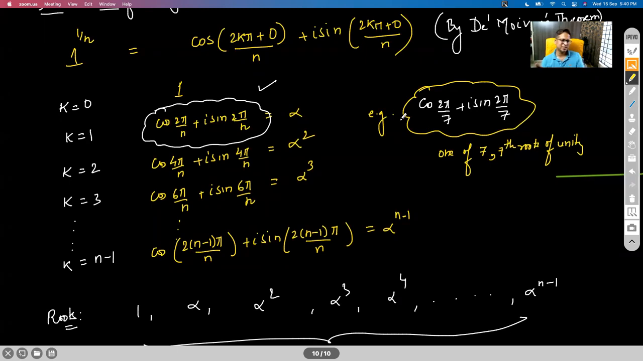So any expression of the nature cos 2 pi by n plus i sine 2 pi by n is indicative of the fact that that is one of the n nth roots of unity, depending upon n, whatever is given. For example, n could be 7 in this case, 5, 11, 100, whatever. Depends upon the question.